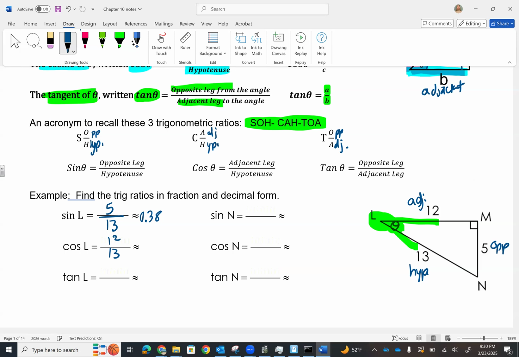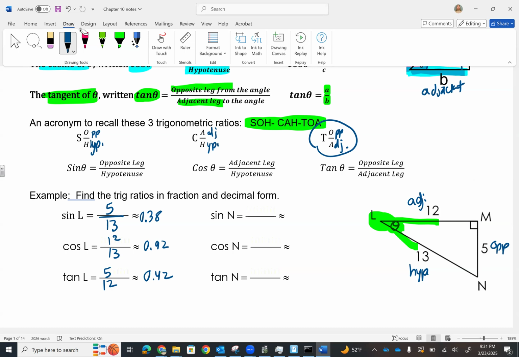And 12 divided by 13 on our calculator is 0.92. And then tangent of L's perspective is the opposite leg over the adjacent leg. So the length of the opposite leg would be 5. The adjacent leg would be 12. And if you divide those, you get 0.42. So just stand at that angle and then answer the ratio of those sides.